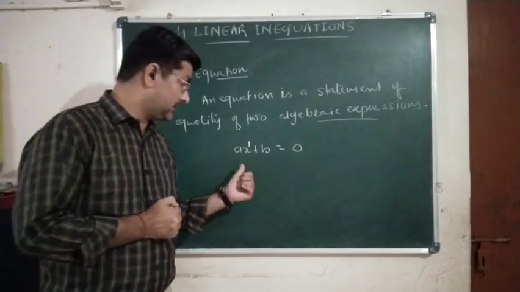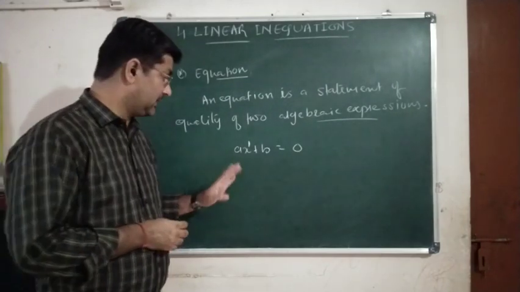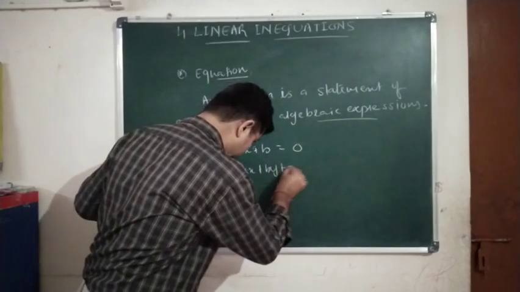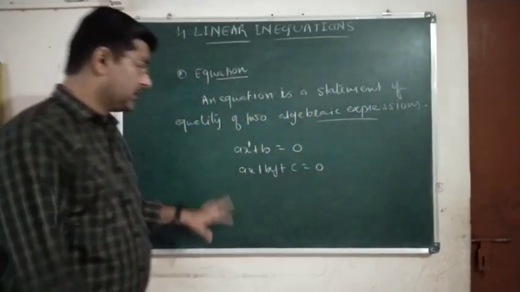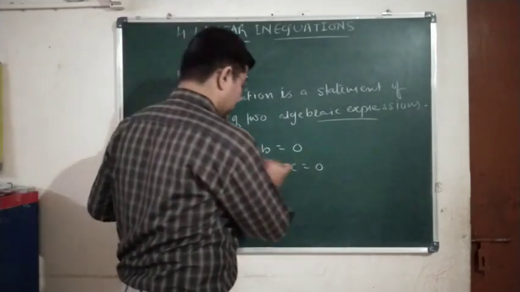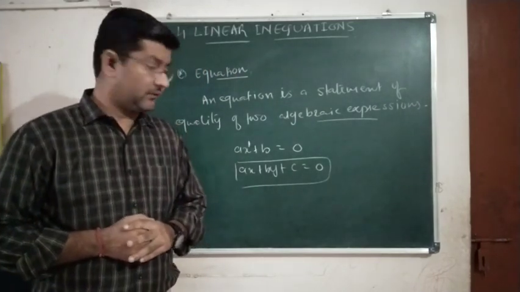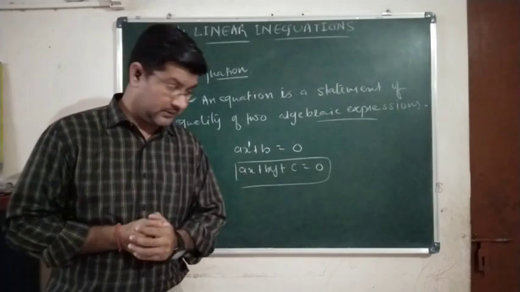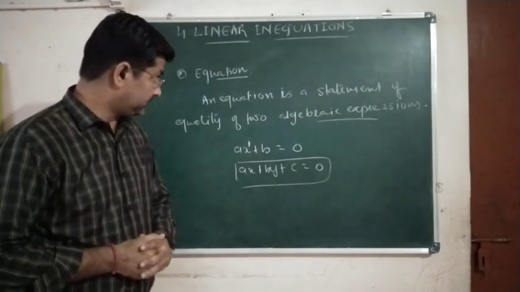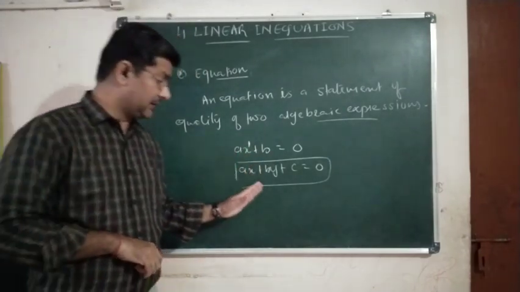This is a linear equation in one variable. Similarly, we have ax plus by plus c is equal to 0. This is a linear equation in two variables. This is the standard equation of a linear equation, and it represents the standard form of a line. So now you know very well what linear equations are.